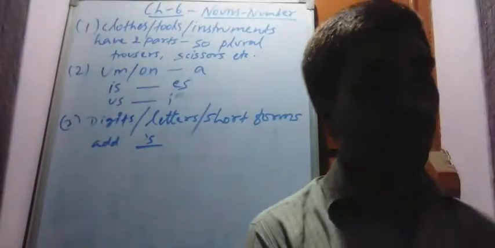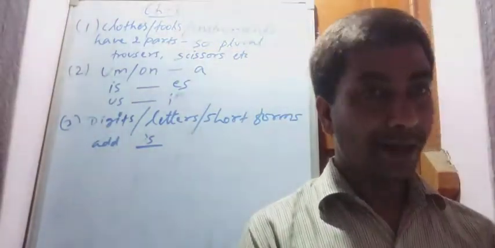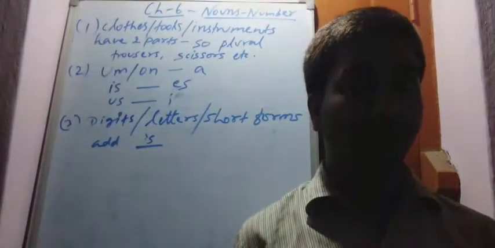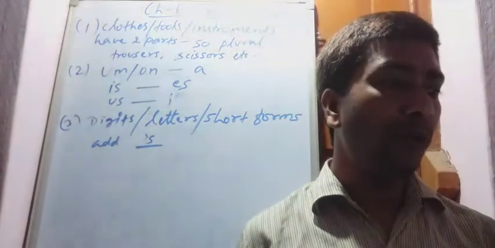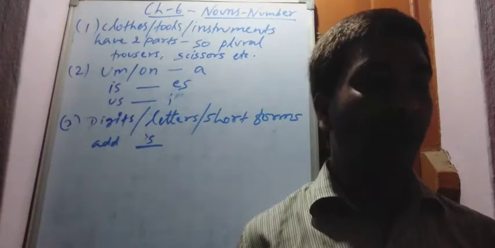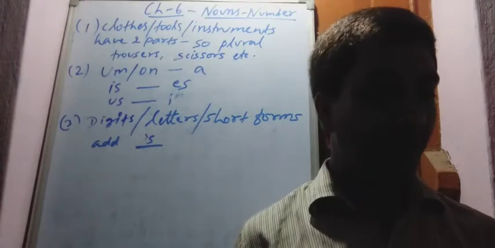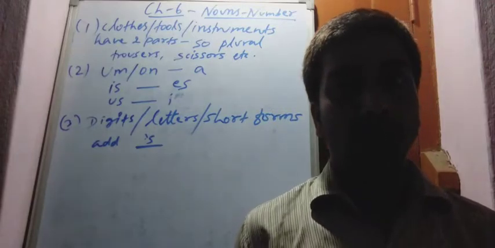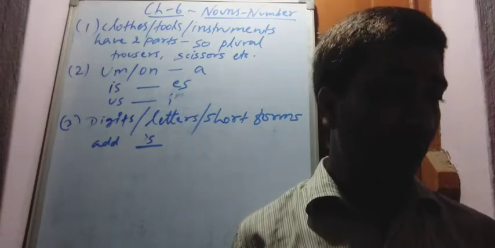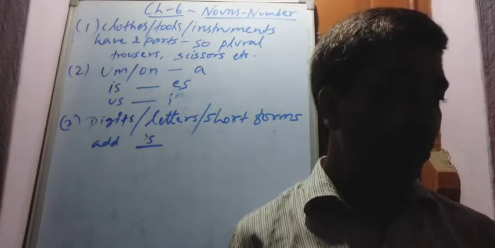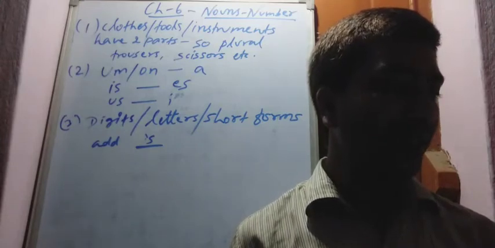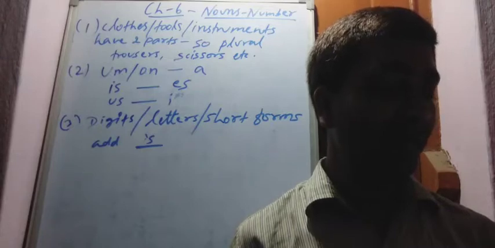So, students, open your book, page number 27, rule number 12. Some nouns are always plural. Some nouns which are made of two parts are generally plural, so they are always used as plural forms. Example, I read from the book: trousers, pencils, briefs, jeans, binoculars, shorts, shears, goggles, scissors, tongs, pants, pliers.